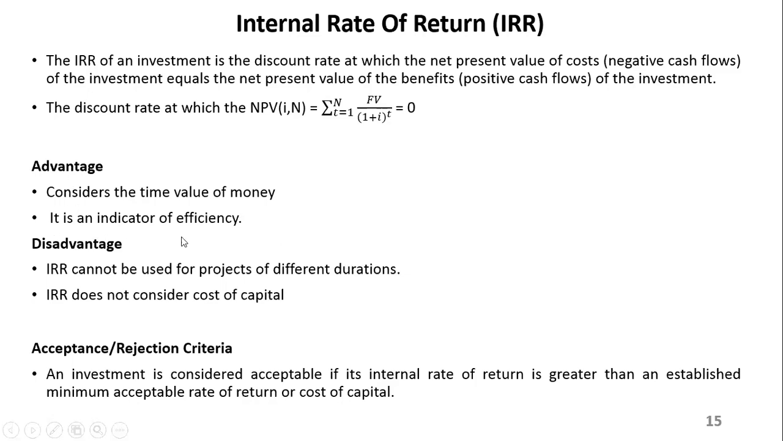The advantage of this is that it considers the time value of money, and it's more of an indicator of efficiency because it's in percentage terms. But the disadvantage is that you cannot use it to compare projects of different durations, and even projects with different cost inputs. If your cost inputs are different, it might not give a good comparison.